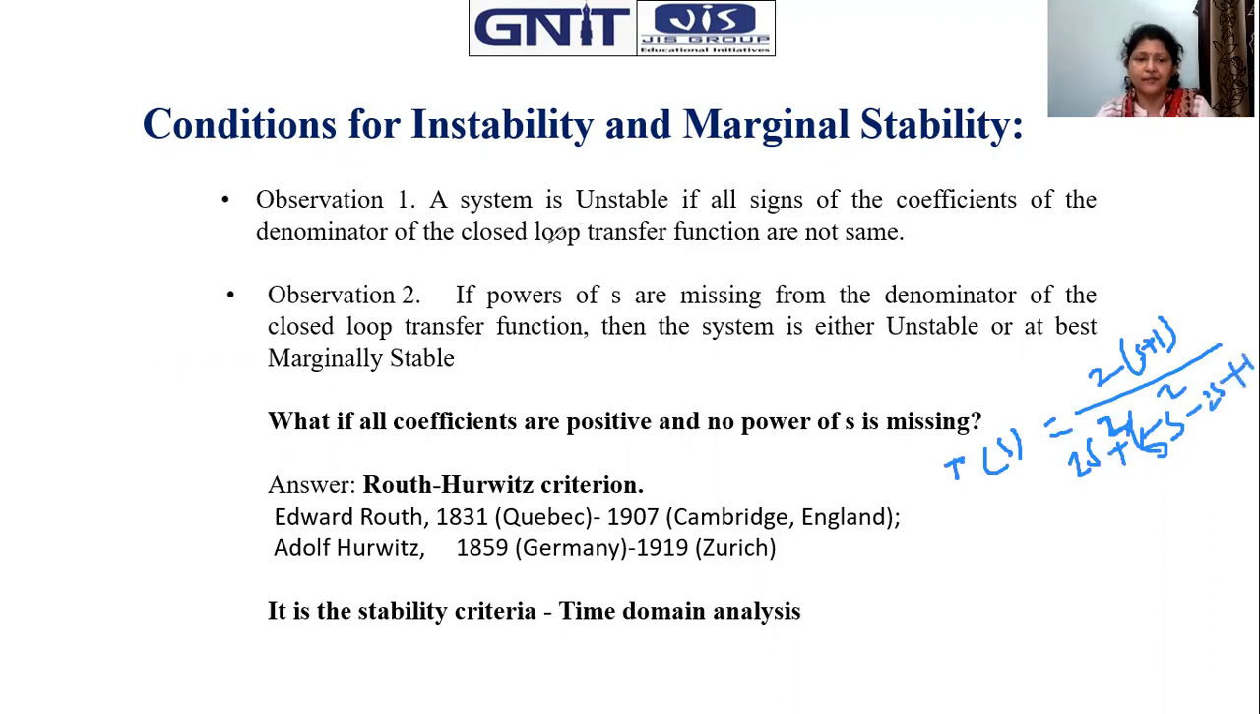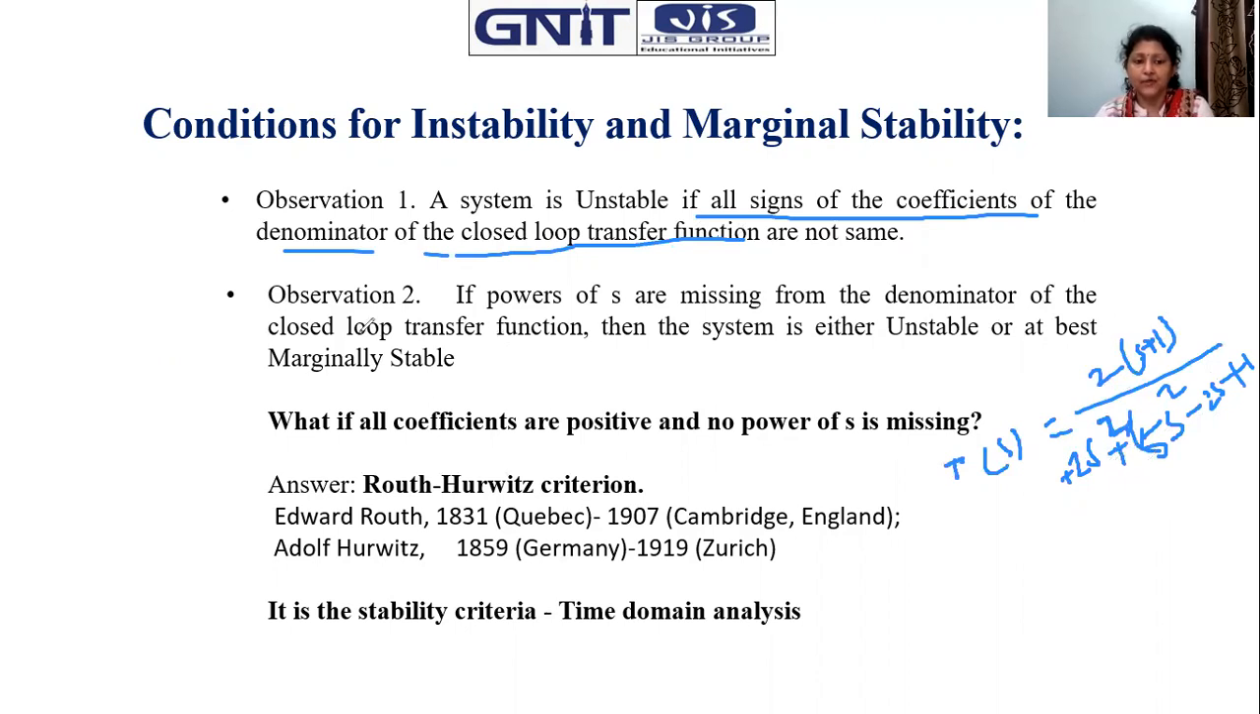Now, what I'm talking about here, for an unstable system, what is the observation? The observation is that all the signs of the coefficients of the denominator of the closed loop transfer function are not the same sign. That means this coefficient of s cube is plus 2, this one is plus 5, this one is minus 2, and this one is plus 1, right? So these are not seen with the same sign. That's why there is a probability that this transfer function represents an unstable system.